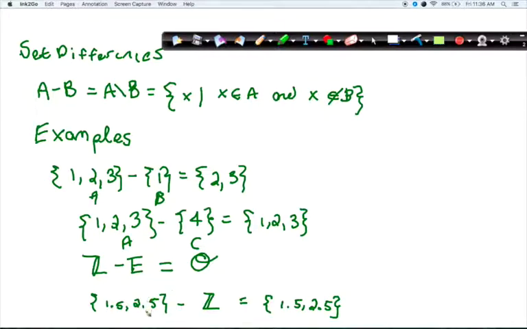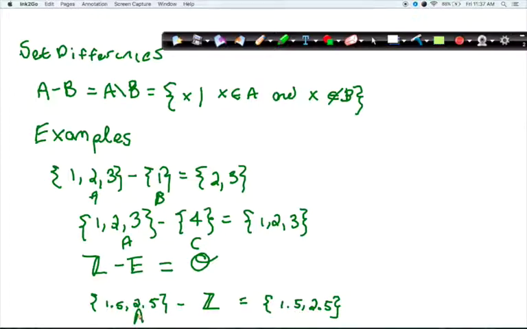Okay? Another example, we can have the pair set containing the numbers 1.5 and 2.5 and subtract off the set Z. So that's Z again, the integers. So here 1.5 and 2.5 are both in the set difference because they're both members of the set.